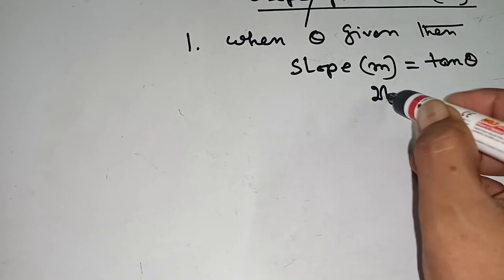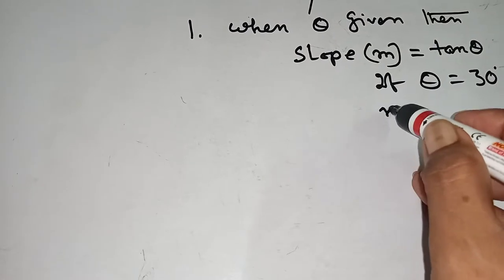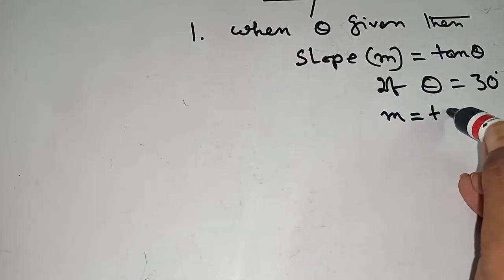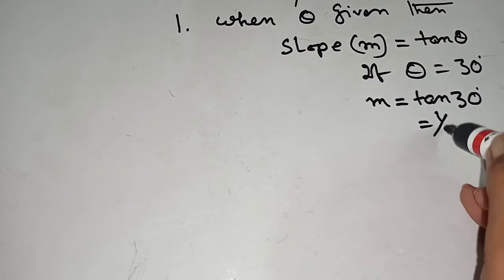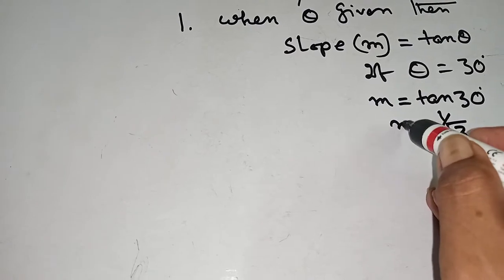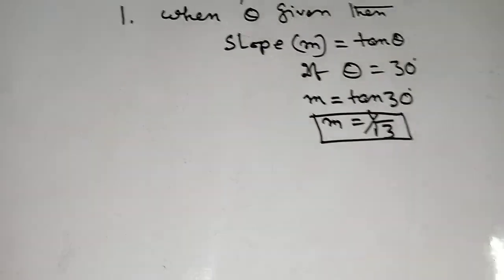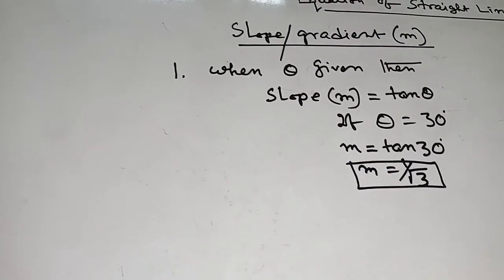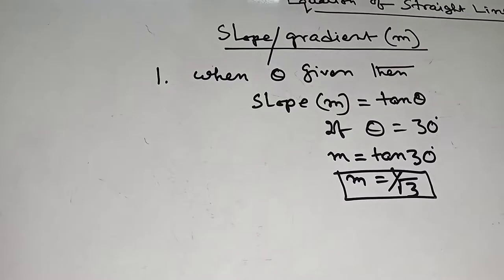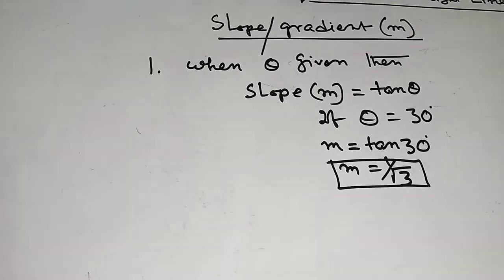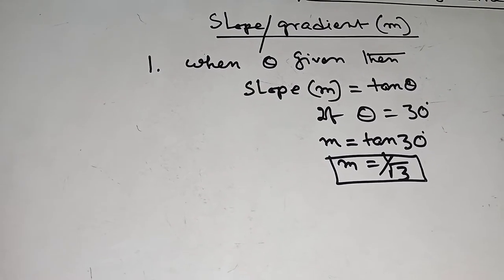If theta equal to 30 degree, then M equal to tan 30 degree. That means 1 by root 3. Then slope equal to 1 by root 3. When degree is given, then slope will be M equal to tan theta. Theta means 30 degree. The M equal to tan 30, that means M equal to 1 by root 3.